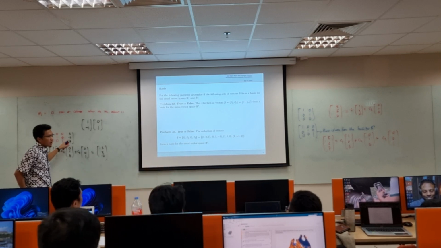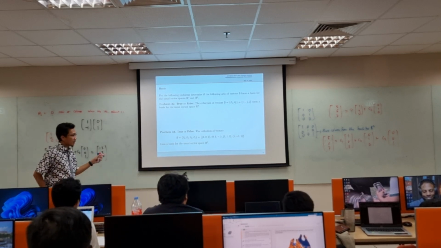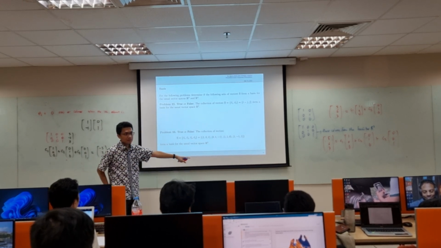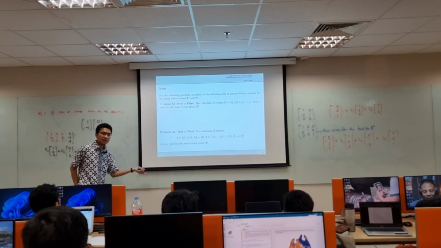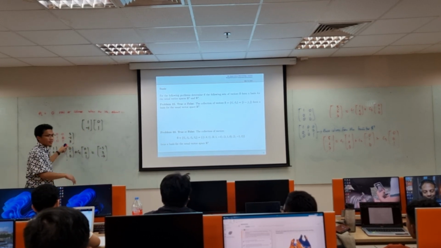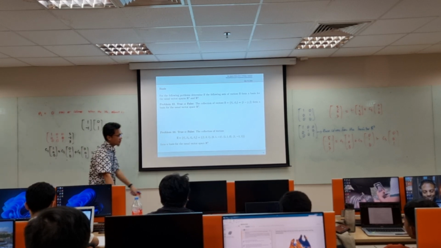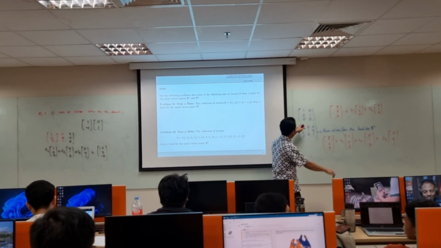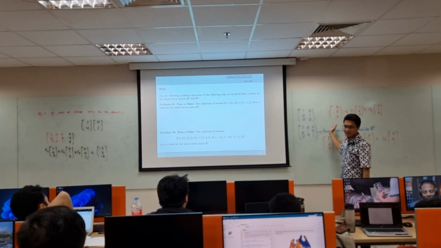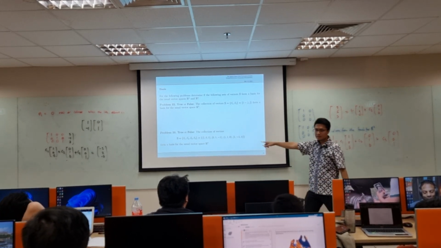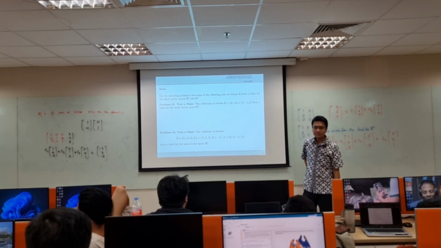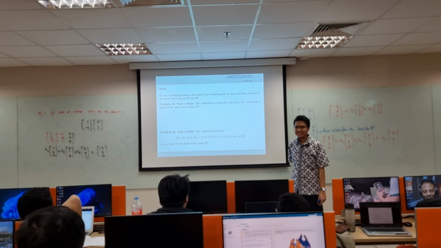It spans R3, but one of them is not linearly independent. So it is the opposite case from this example. This example, linearly independent but does not span. But this one spans R3 but is not linearly independent.